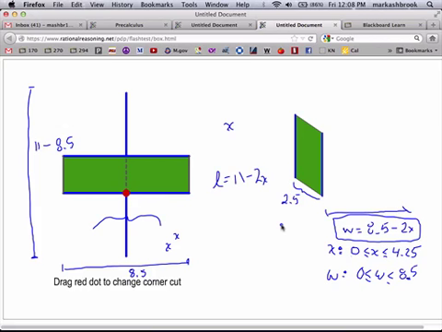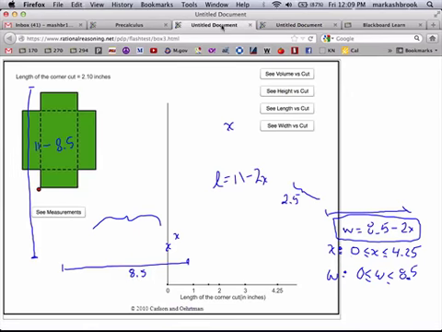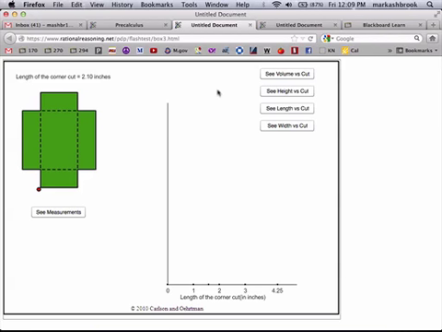Does it make sense? Okay, I want to look at this width formula and ask a question. Is width proportional to square cutout length? Those are the two quantities we're working with here, x and w. What was our formula again? 8.5 minus 2x. Is width proportional to x, square cutout length? Yes or no? Yes, width is proportional to square cutout length. Agree with him? People are nodding their heads.